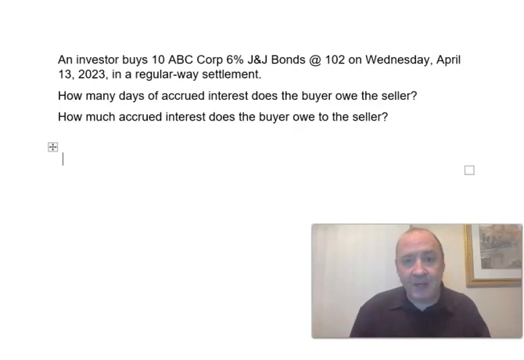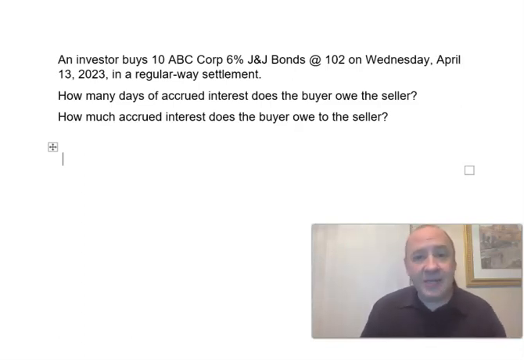So a test question may ask you, well, how many days of accrued interest does the bond buyer have to pay to the bond seller? Or how much money, how much in dollars and cents, does the bond buyer owe the bond seller? Let's take a look at this example. An investor buys 10 ABC Corporation 6% J&J bonds at 102 on Wednesday, April 13th in a regular way settlement.